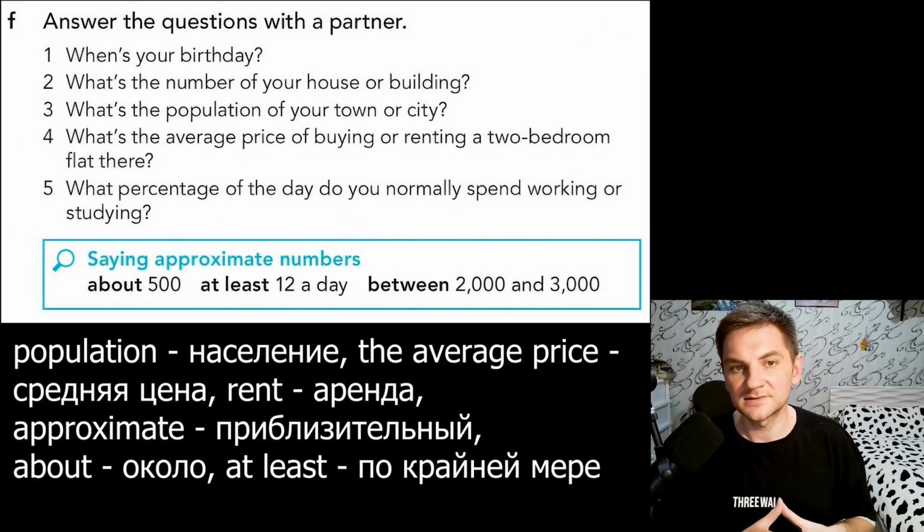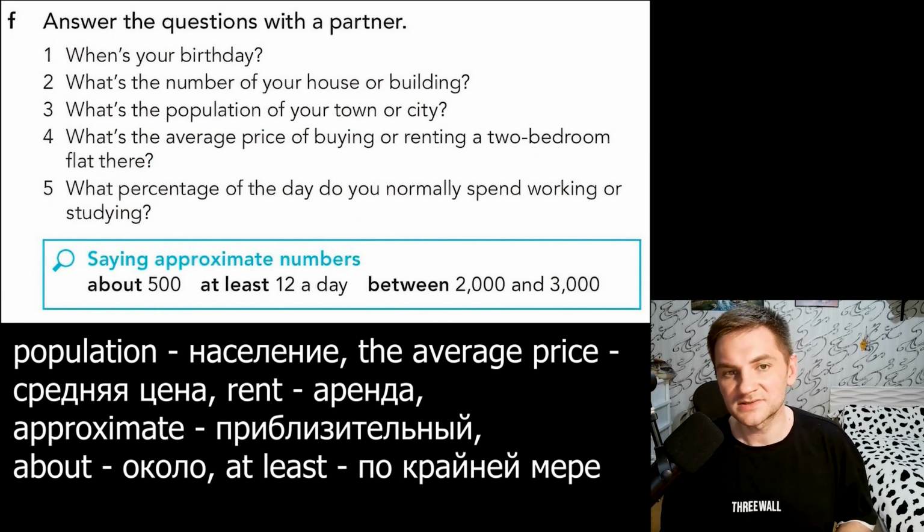Part F. Answer the questions with a partner. Number 1. Okay, again, a little bit of speaking. When's your birthday? My birthday is on the 7th of July. Number 2. What's the number of your house or building? Look, I will skip this one, okay?